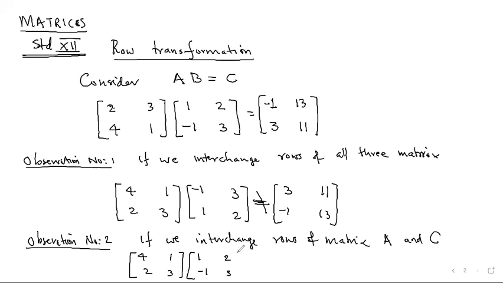And even in the right hand side, interchange the rows. 3, 11, minus 1, 13. Check, are they equal here? Are they equal? Yes, sir. So which is true? Now observation number 3.